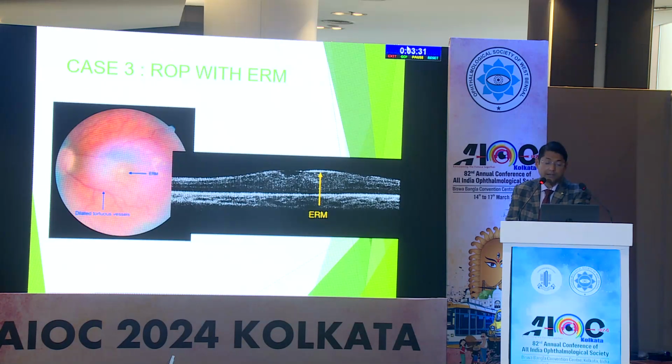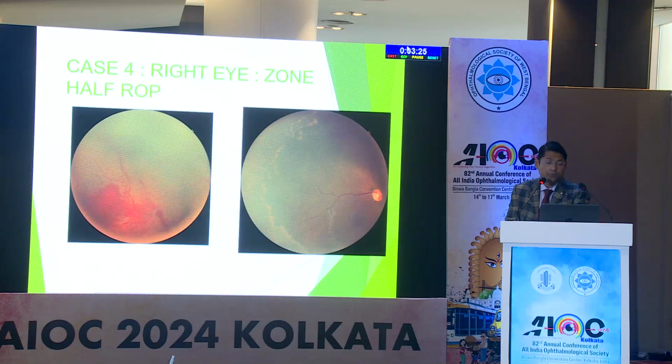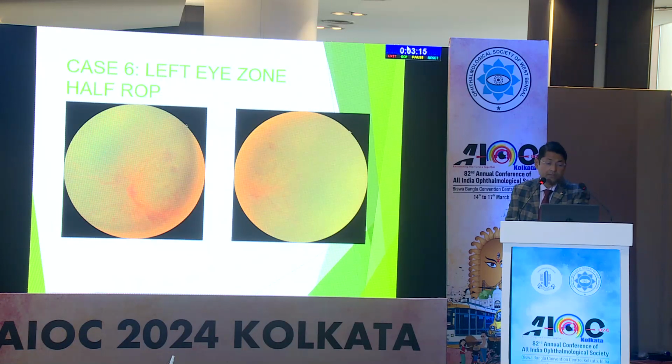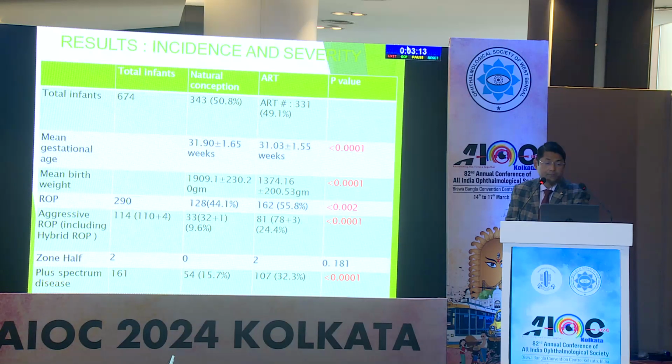The third case is ROP with an atypical presentation with ERM in this baby. Fourth is again a zone one ROP which was treated with successful results. Case 5, again we got a very severe zone one ROP, and this is the left eye zone one ROP. So these were the cases we got in our study.